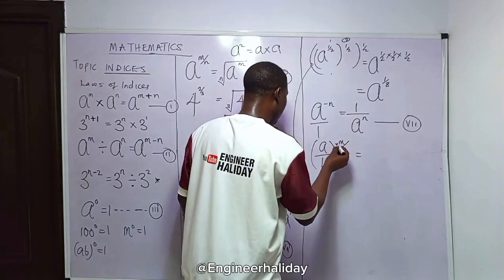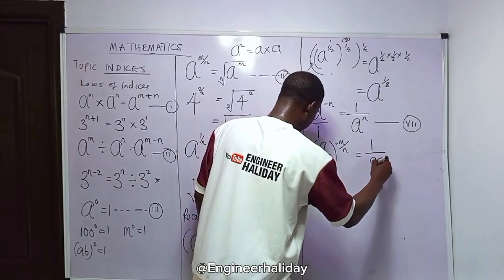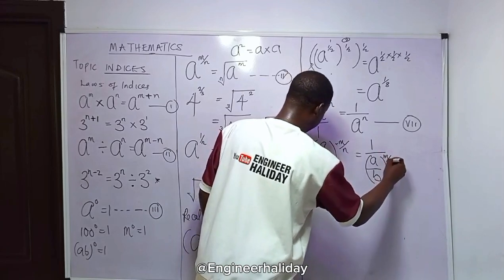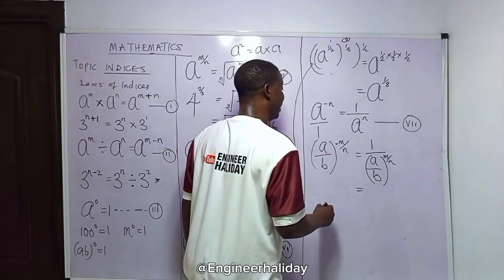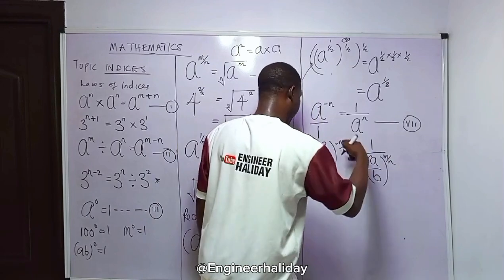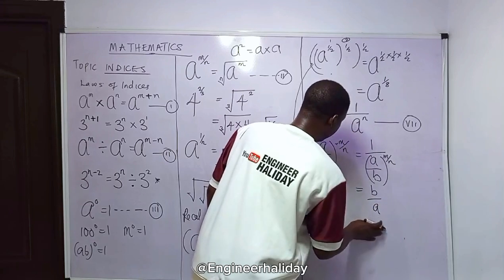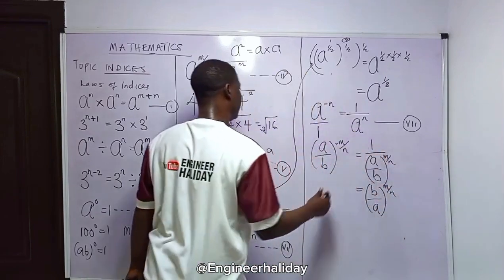How? Now removing this minus sign will indicate that we want to have 1 over a over b all raised by what? M over n. Now what do we have? So what do we now have? This one will go up as what? B over a all raised to power what? M over n. Let me show you something here.